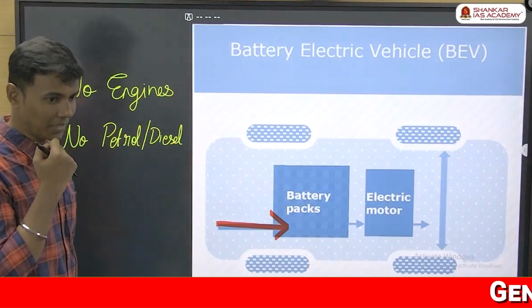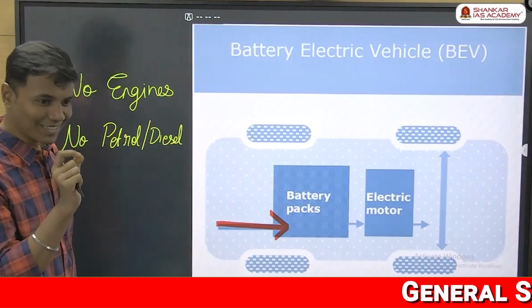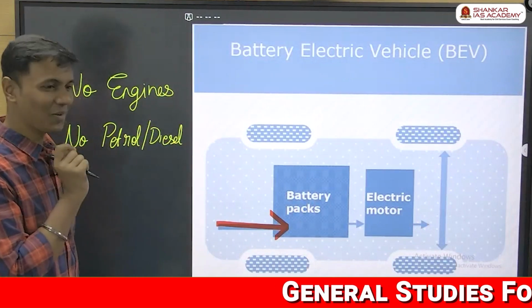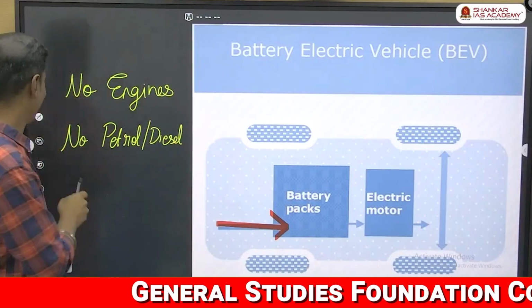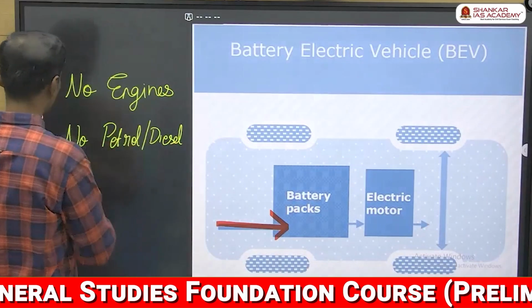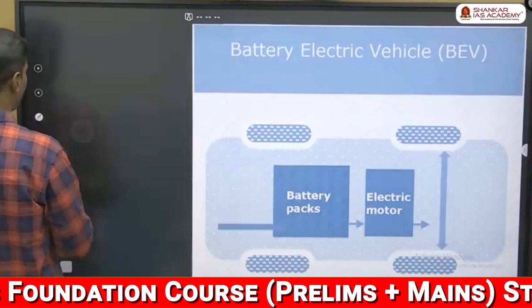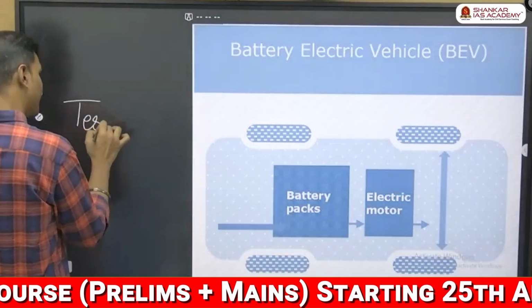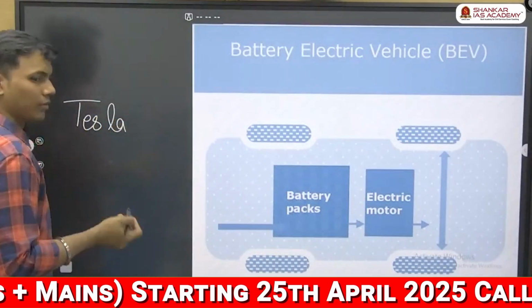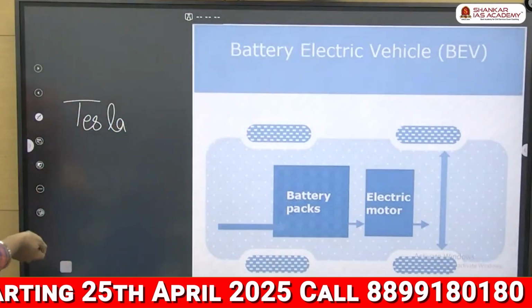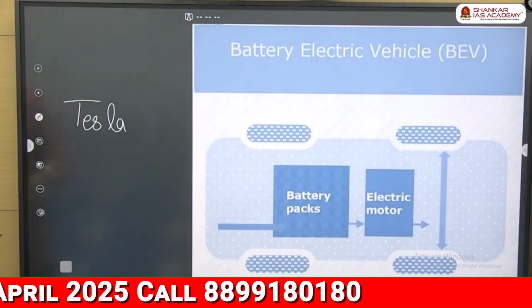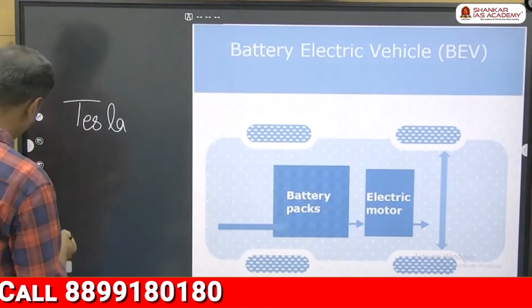Noted this? Any other doubts? You're trying to draw the tires. Okay. Tires are optional, but the block diagrams are compulsory. Okay. Some of the examples for battery electric vehicles: everyone says Tesla. Tesla is also opening in India very soon. They're hiring people. But Tesla is familiar for its fast performance, no?